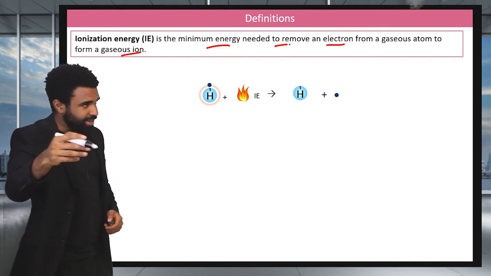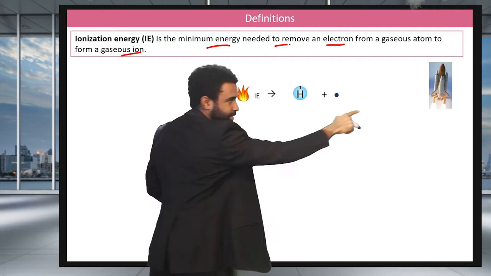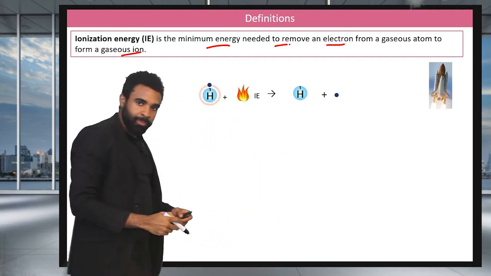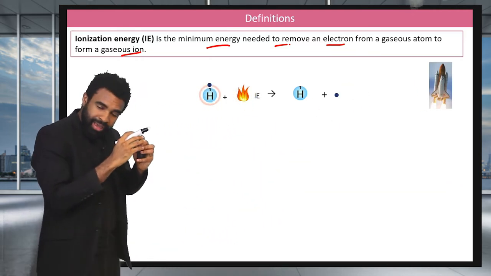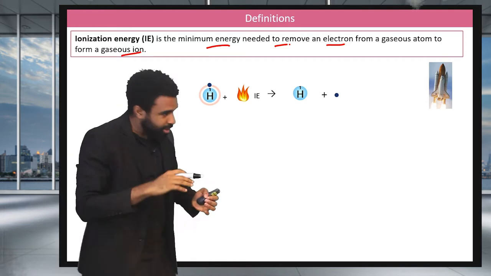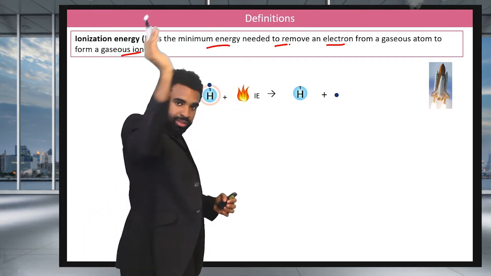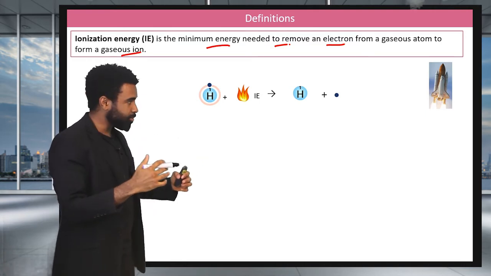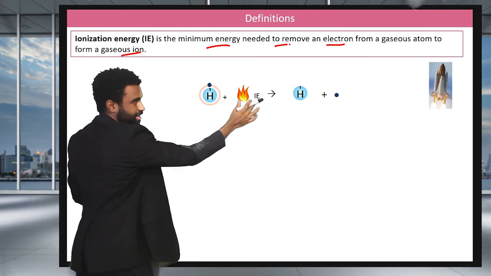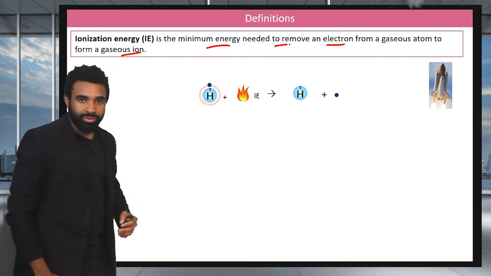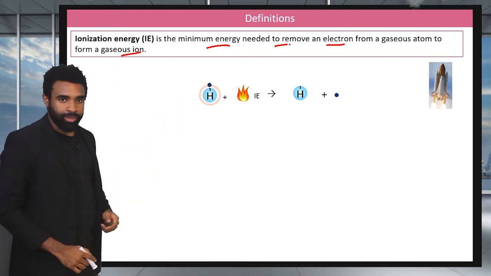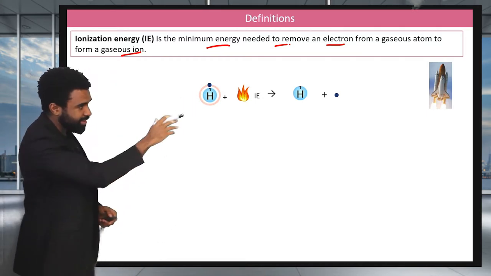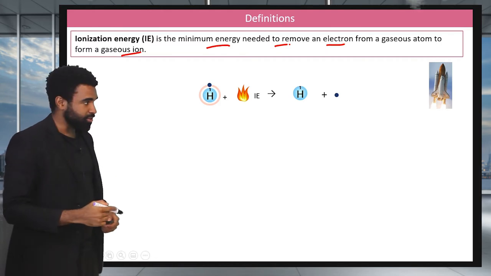This is sort of analogous to being able to dislodge a rocket ship from the pole of our planet. So you need a certain amount of energy in order to send it out of the planet's gravitational pull. Here we need some energy, the ionization energy, to send this electron out of the pull of that proton. And so that is, generally speaking, what ionization energy is.